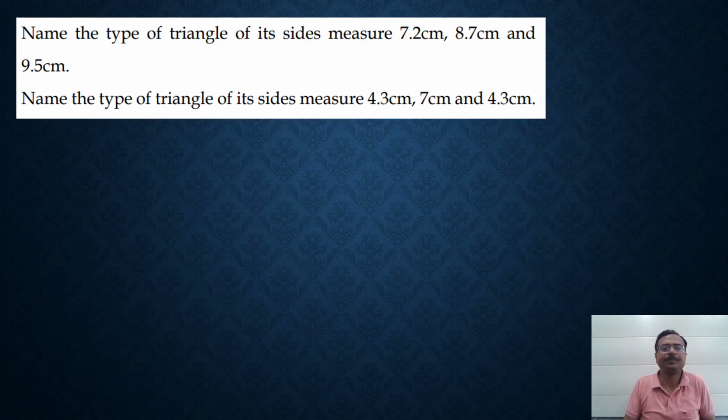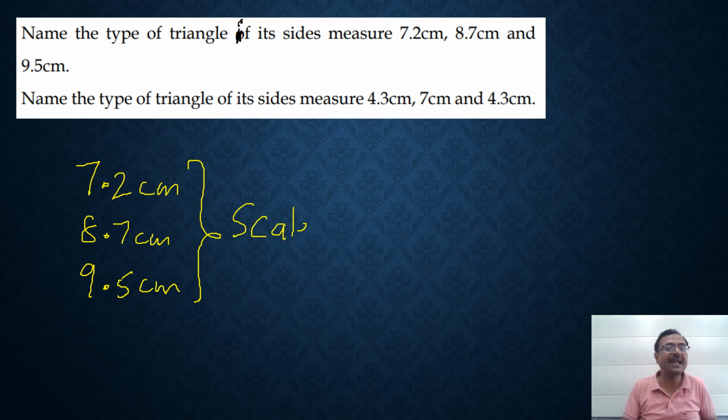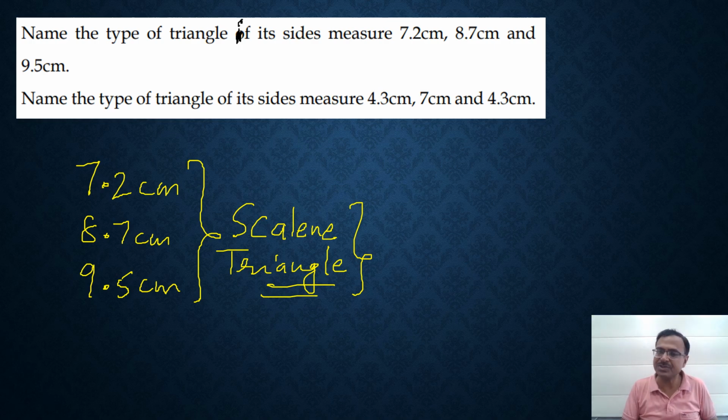Let's see the questions in hand. Name the type of triangle if its sides measure 7.2 centimeter, 8.7 centimeter and 9.5 centimeter. Look at the measurements. All the three measurements which are given there are different, and when all the three sides of a triangle are of different length, then it is a scalene triangle. So a scalene triangle is a triangle in which all three sides are of different measure. And that's what the first question asks you to do.